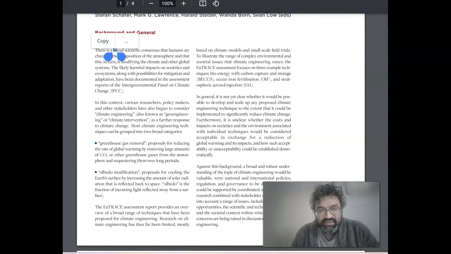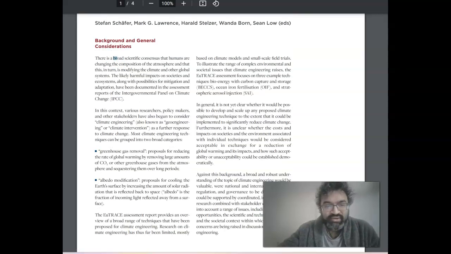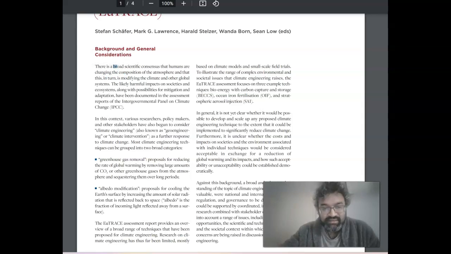So there is broad scientific consensus that humans are changing the composition of the atmosphere, and that this in turn is modifying the climate and other global systems. So the likely harmful impacts on societies and ecosystems have been documented in the assessment reports of the Intergovernmental Panel on Climate Change. Now, IPCC, that's a very important acronym.